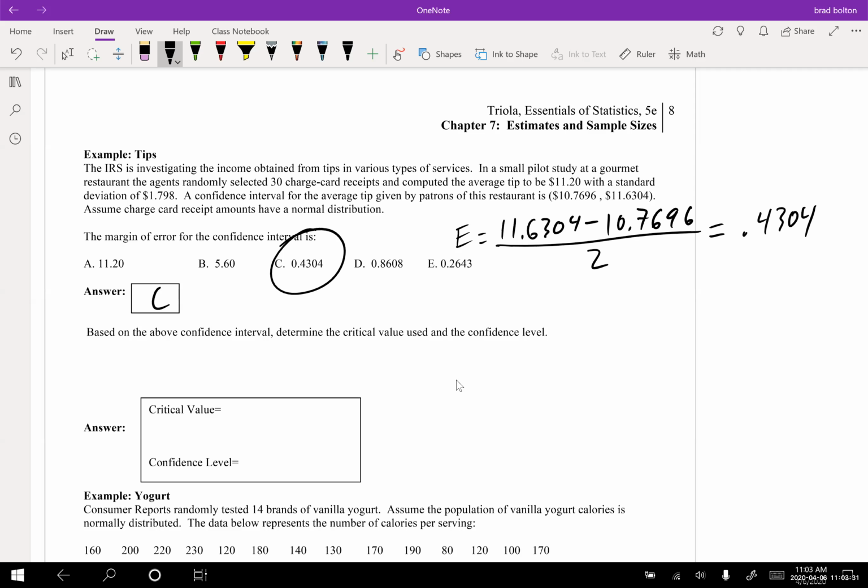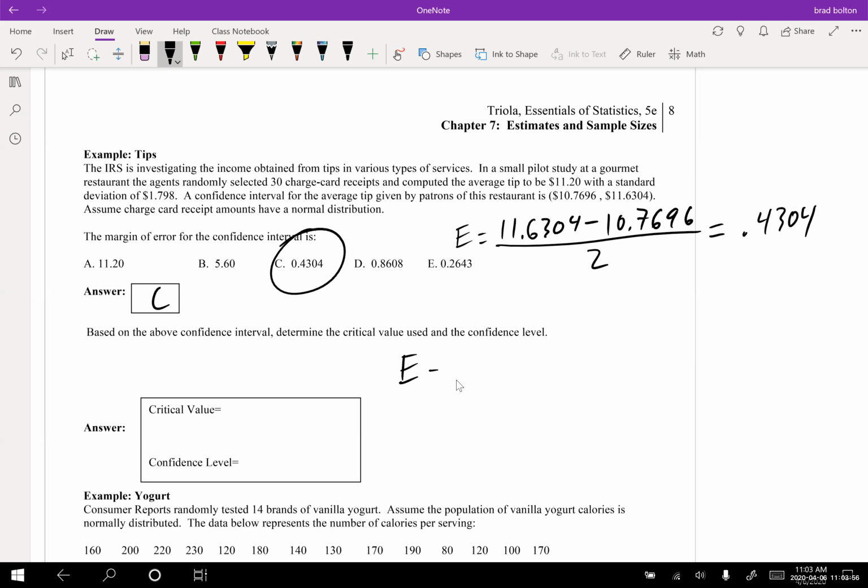So that's a homework question and a test question you might see. It's pretty straightforward. Okay, and it says based on this, find the critical value and the confidence level. Okay, so let's see here. Let's use E is equal. Now let's see what they're talking about.